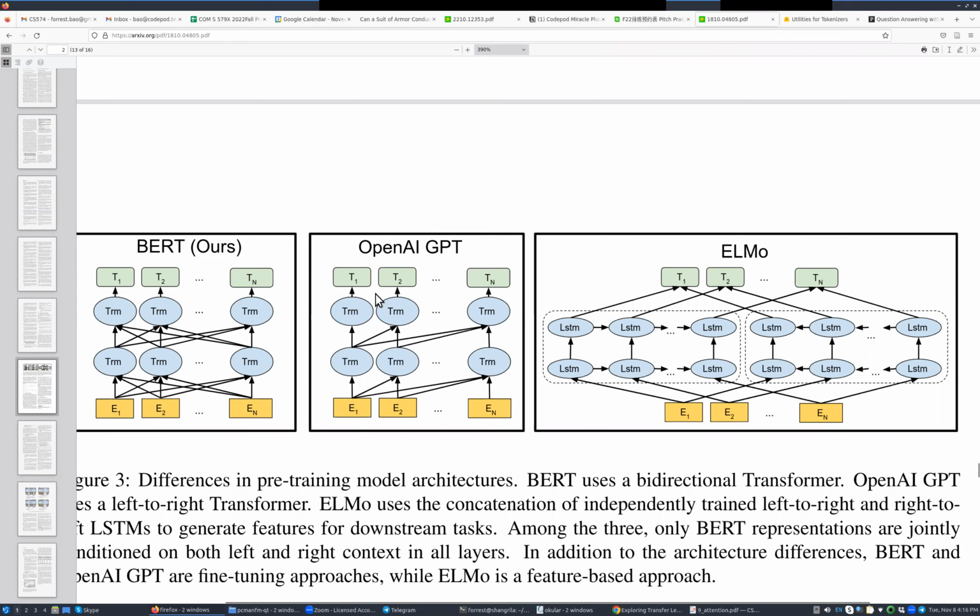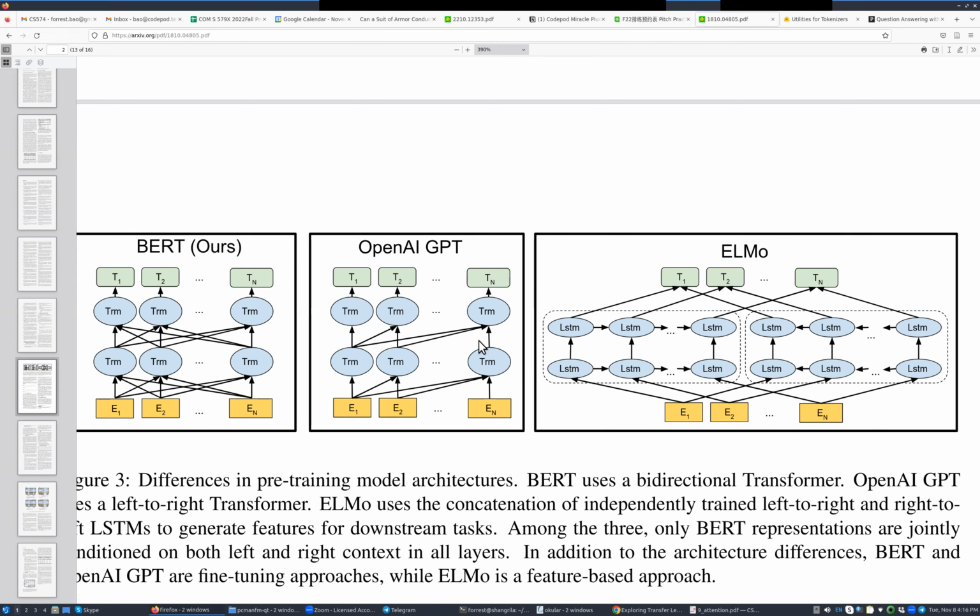The arrows in GPT only go from left to right, while in BERT they go both left to right and right to left. So that is a difference. This difference, on the left, we call bidirectional attention, or a bidirectional transformer, while the OpenAI GPT only goes one direction, which here is left to right attention. We didn't talk about GPT because I reserved this topic for the next lecture.